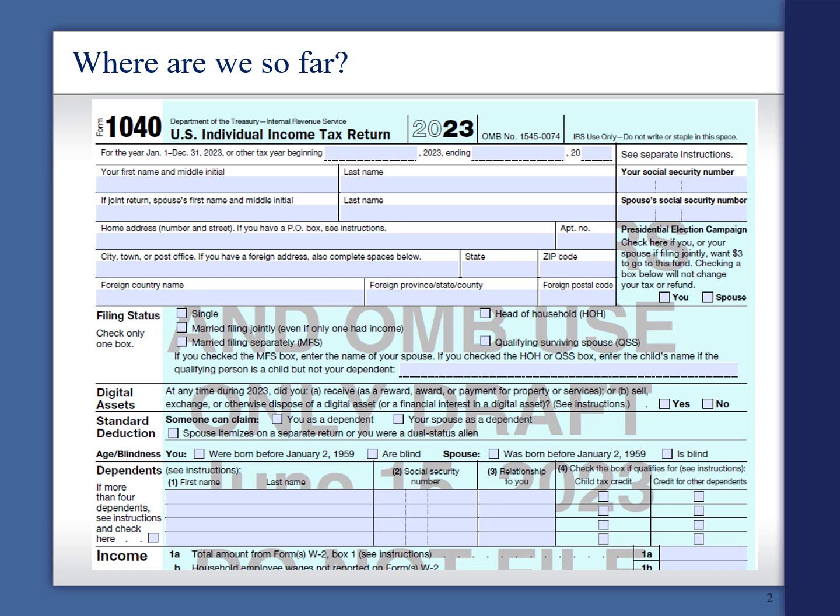As a note, we do not need the IDs of every dependent that files, but we will need the social security cards of every dependent on a return. Be sure to ask for these as part of the intake.